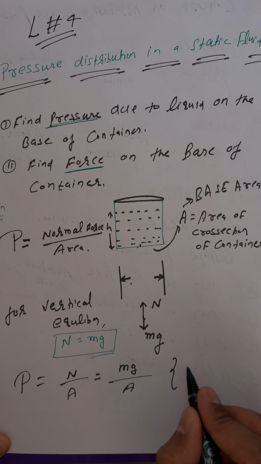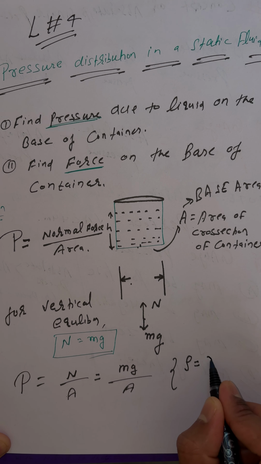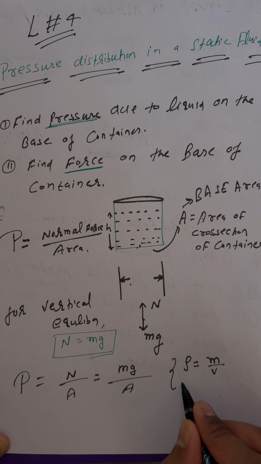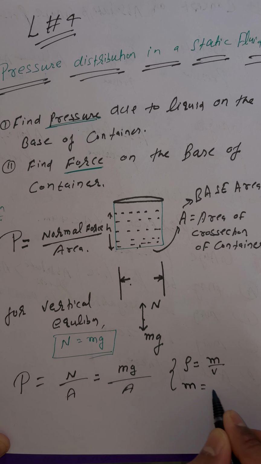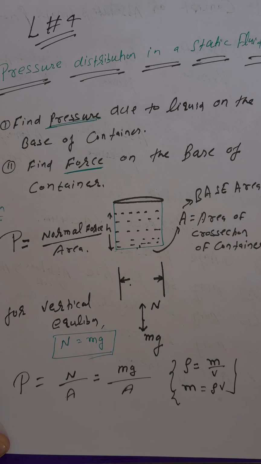There is a relation between what? Density and volume. So you can write density is equal to mass per unit volume. Students, here you can say mass is equal to density into volume. Mass is equal to what, students? Density into volume, right? So students, I'll use this tool over here.